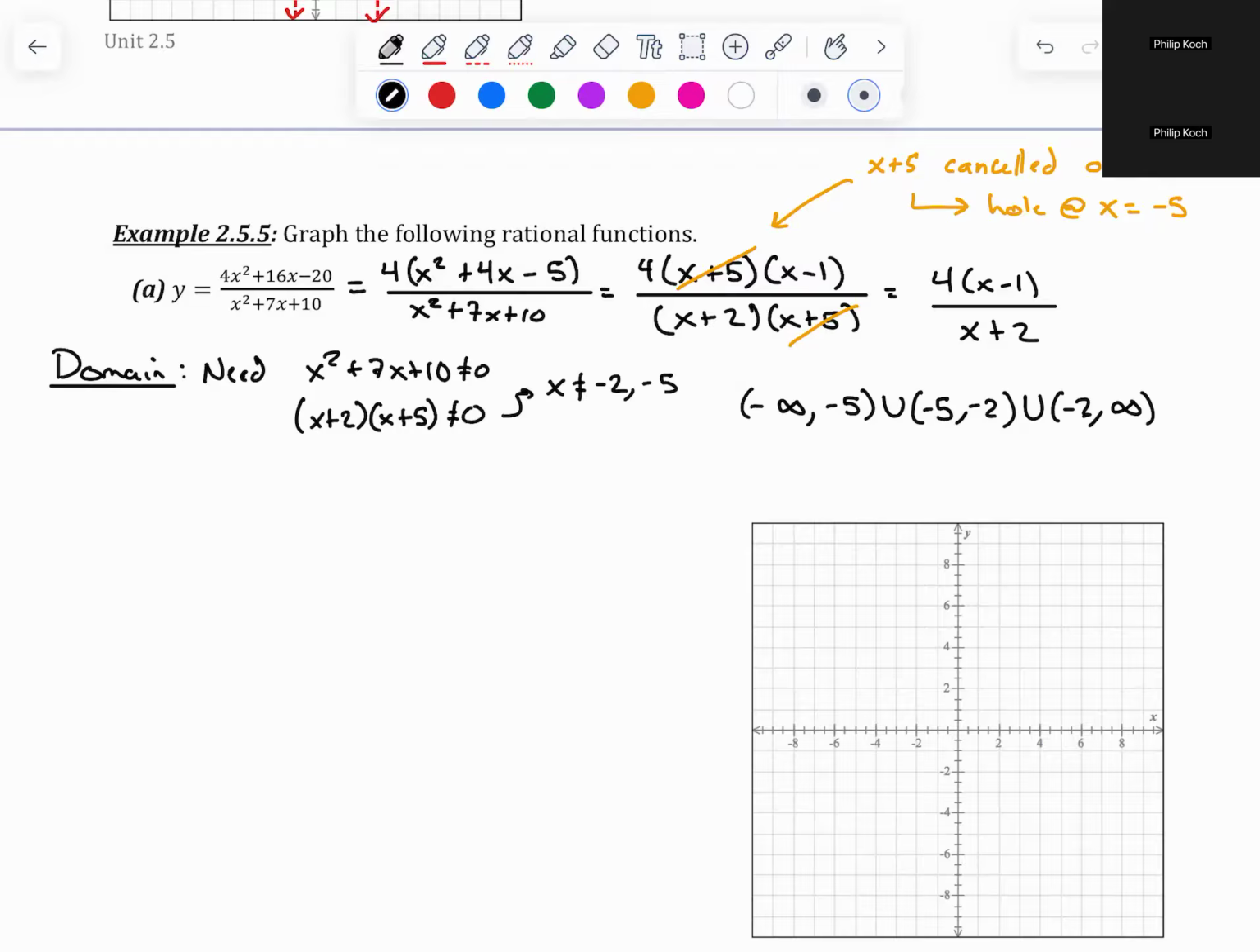It might be tempting to just look at the simplified denominator to say, oh, it only doesn't exist at -2. But remember, when you cancel out a factor, it means that it's provided x does not equal -5. So that still plays a role. The simplified version is just for vertical asymptotes, basically, and that's it.